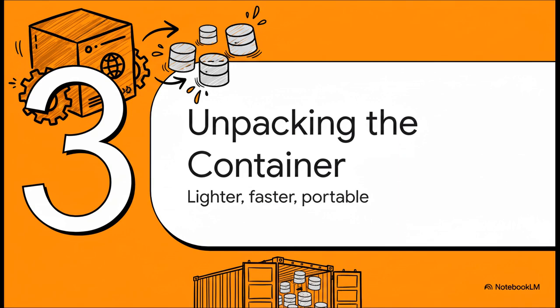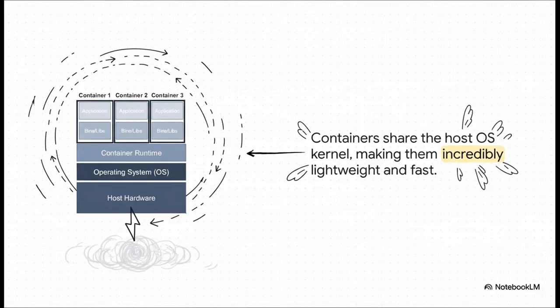You see, while VMs solved the hardware problem, they still had their own baggage. Each VM had to lug around a full copy of an operating system, which made them heavy and kind of slow to start up. Containers were the answer, a way to get even lighter, faster, and more portable. Just look at the difference here. Instead of that hypervisor, you have something called a container runtime. But more importantly, notice what's gone: the guest OS.